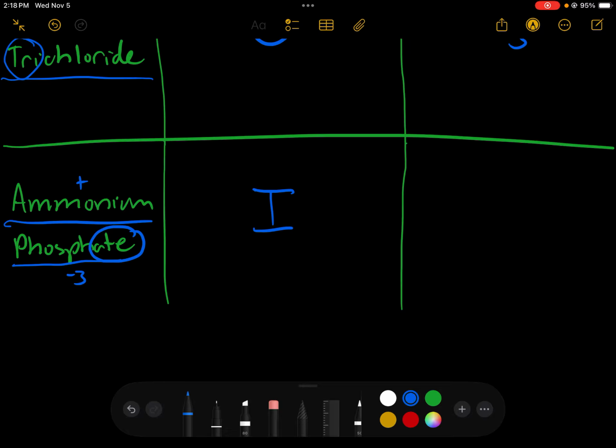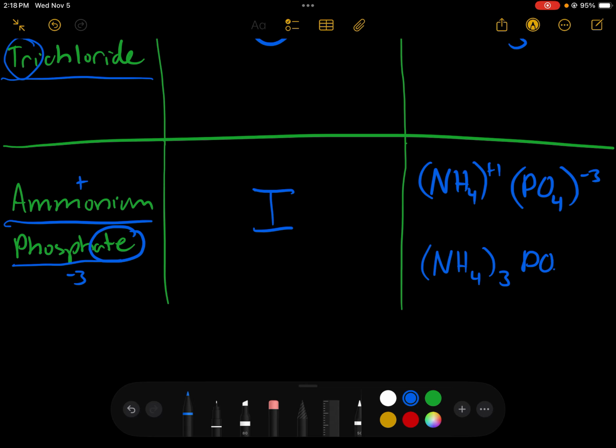But remember, this is an ionic compound, so we are going to use those charges to do swap and drop. NH4 has a +1 charge, and phosphate, PO4, has a -3 charge. So when we swap and drop those, we're going to end up with the formula (NH4)3PO4. If you have issues understanding this, please talk to me in class.